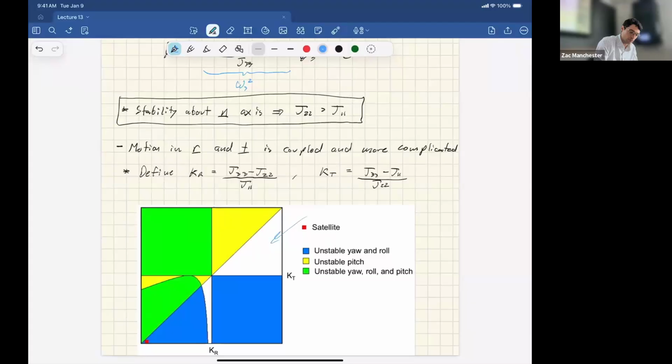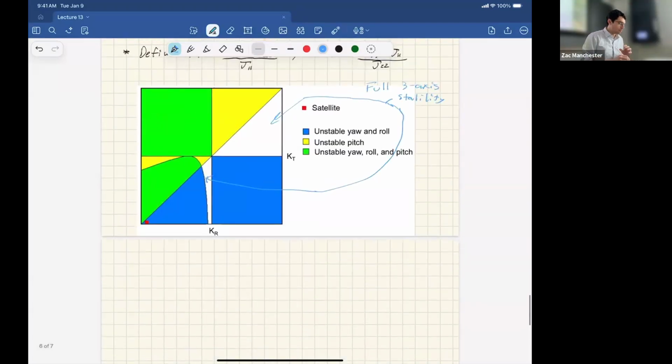But if you pay attention to this, the end answer is basically to make the satellite look like a dumbbell and line the dumbbell up with the radial direction. Cool. I think we're about at time.